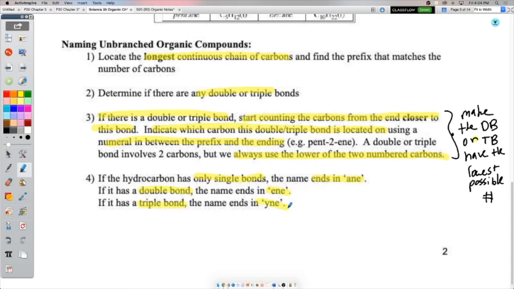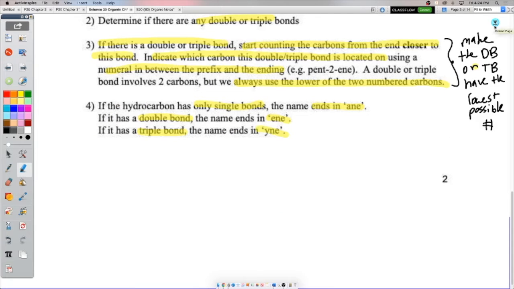So just to really quickly summarize this, what does a name tell us? Well, we have a prefix, and then we have the ending.